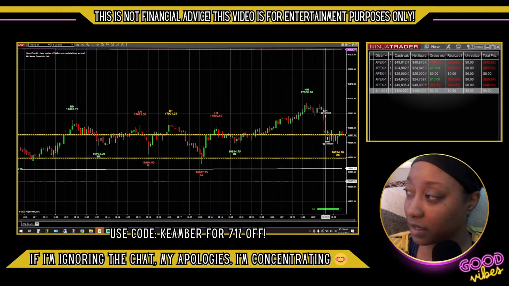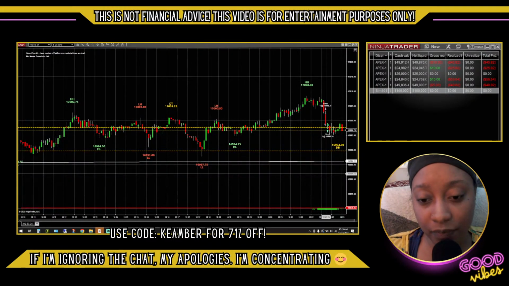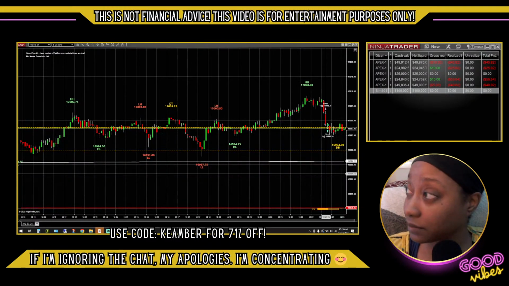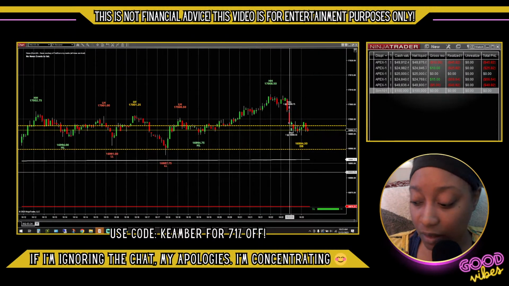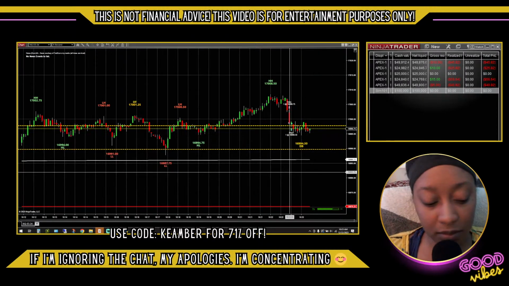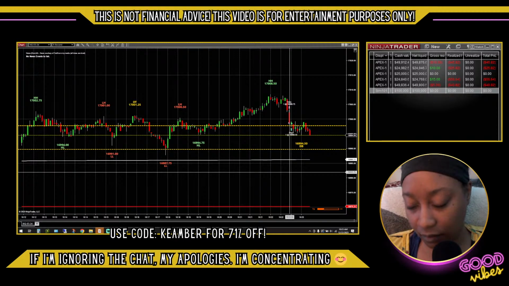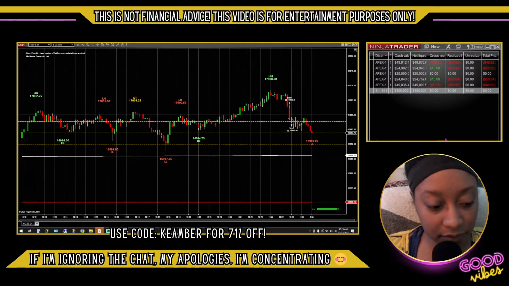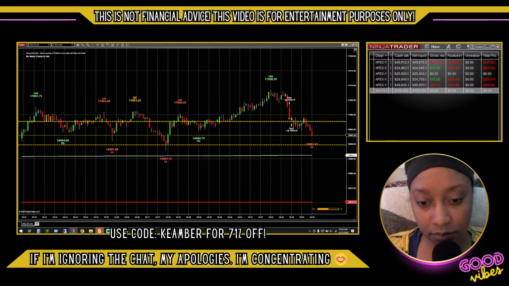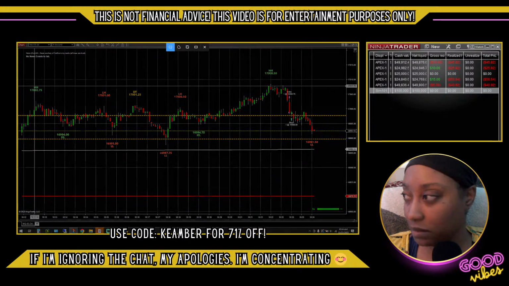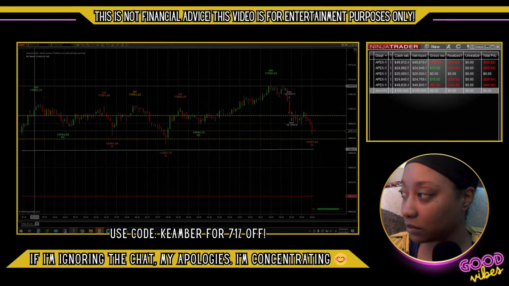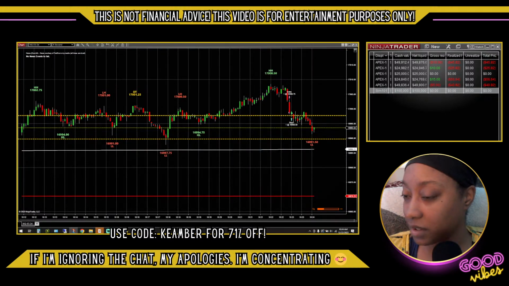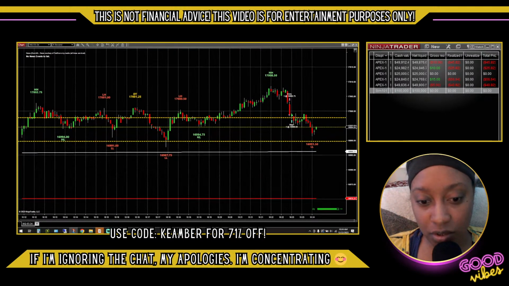RSI 12 setting divergence, 1 to 2 risk to reward with an ATR at 2. Okay, I'll look into it. As long as it can work on Rinkos, I'll definitely look into it. Matter of fact, I'm gonna screenshot it, save the picture.